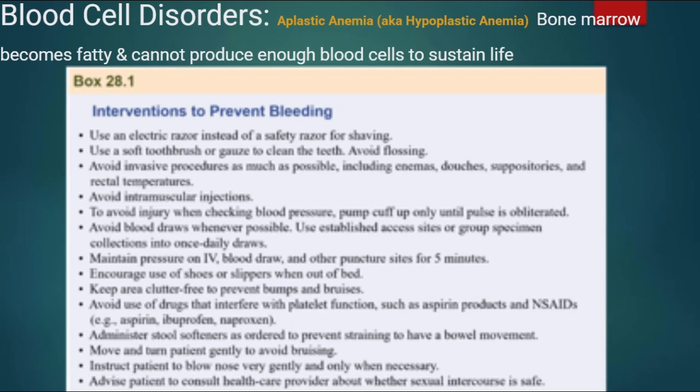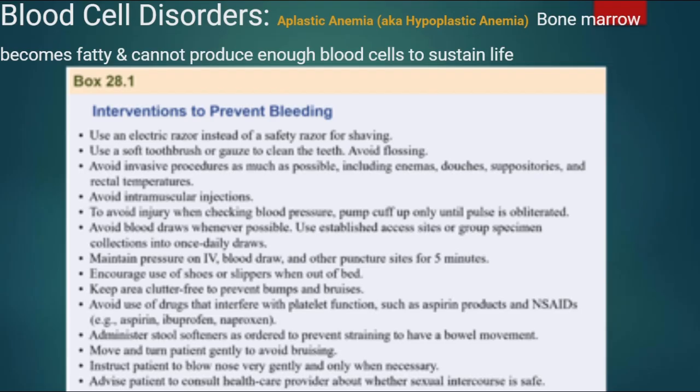Patients with aplastic anemia are at very high risk of bleeding due to low platelet counts. This slide outlines important interventions to prevent bleeding, and as nurses, these are essential for keeping our patients safe. First, we focus on reducing trauma. Patients should use an electric razor instead of a blade and a soft toothbrush or gauze instead of hard bristles or floss. We should avoid invasive procedures whenever possible, including enemas, suppositories, rectal temperatures, or intramuscular injections, since these can cause uncontrolled bleeding. Even common procedures must be modified.